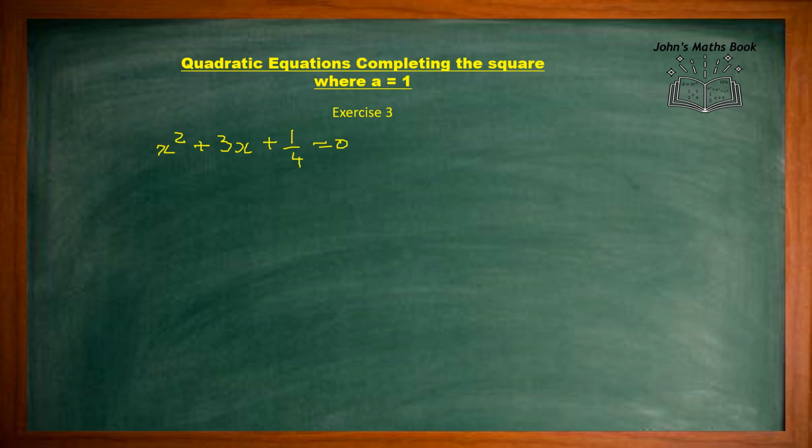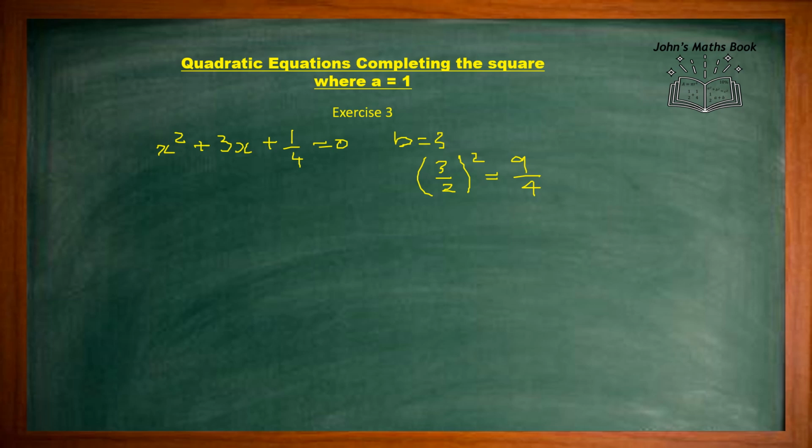So first of all, we look at the b value. So b is the coefficient of the x term. So in our case, b is equal to 3. So we halve the b value, so we divide it by 2. So 3 divided by 2, and then we square the result of that. So in our case, 3 squared is 9, 2 squared is 4, so the value of 9/4.